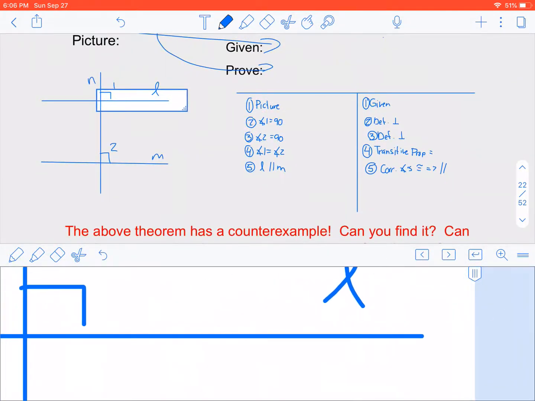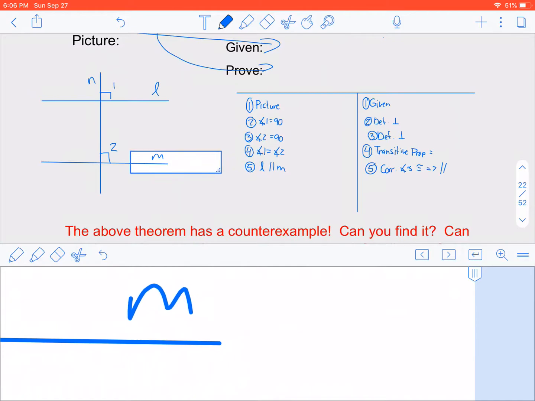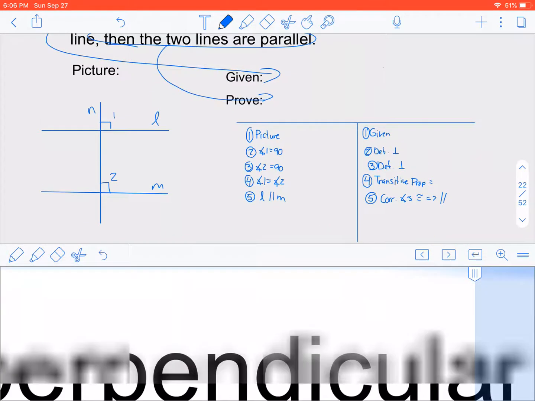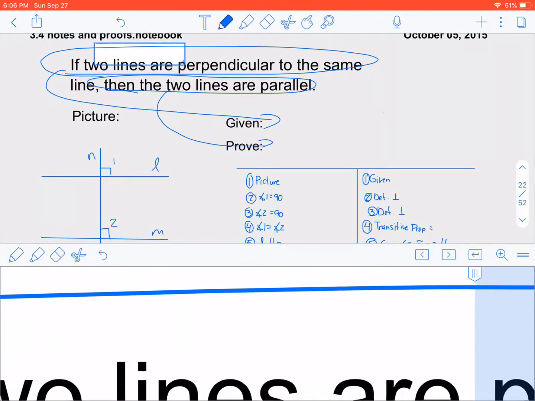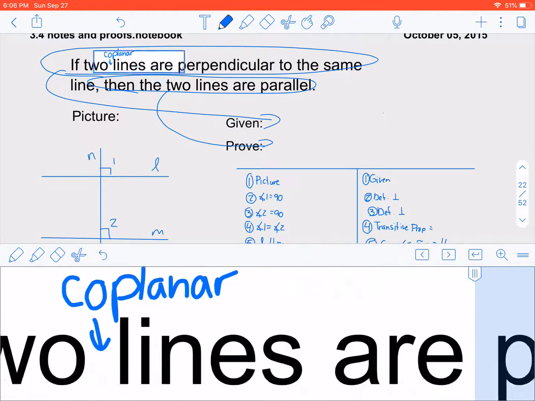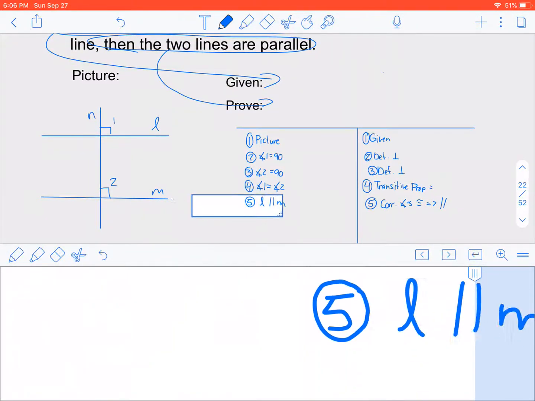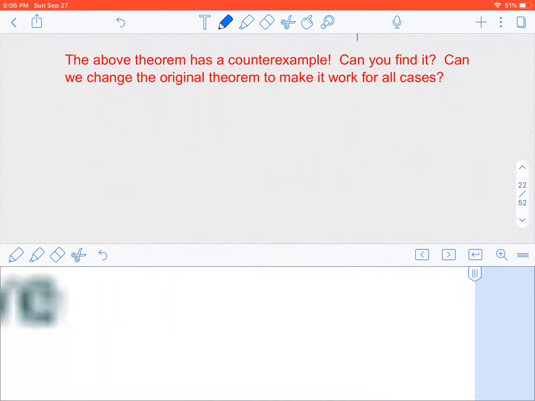Let's think about this. L and M are perpendicular, but what would be a case where they would not be parallel? If you guys remember from earlier on in the notes, we talked about a situation where they're skew. What if L and M are on two different planes? So, in order to make this true, we'd have to state that they are coplanar. Because if they were not coplanar, they're on two different planes, they can be perpendicular, but they wouldn't be parallel. So that's how you make it work for all cases.